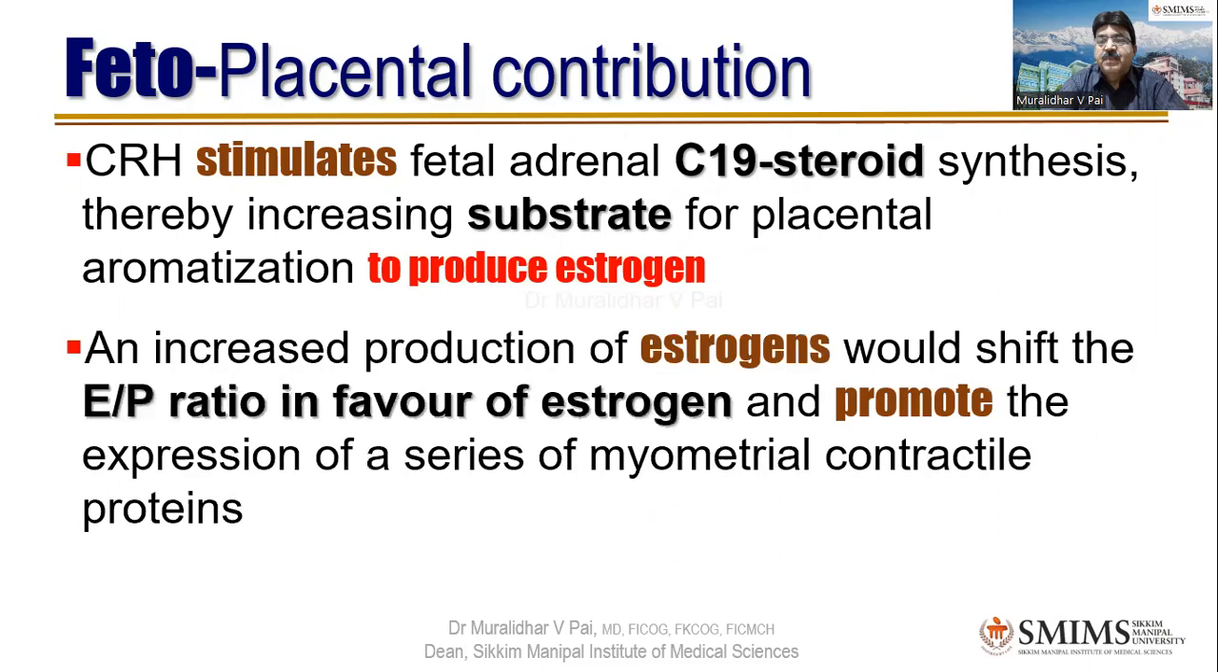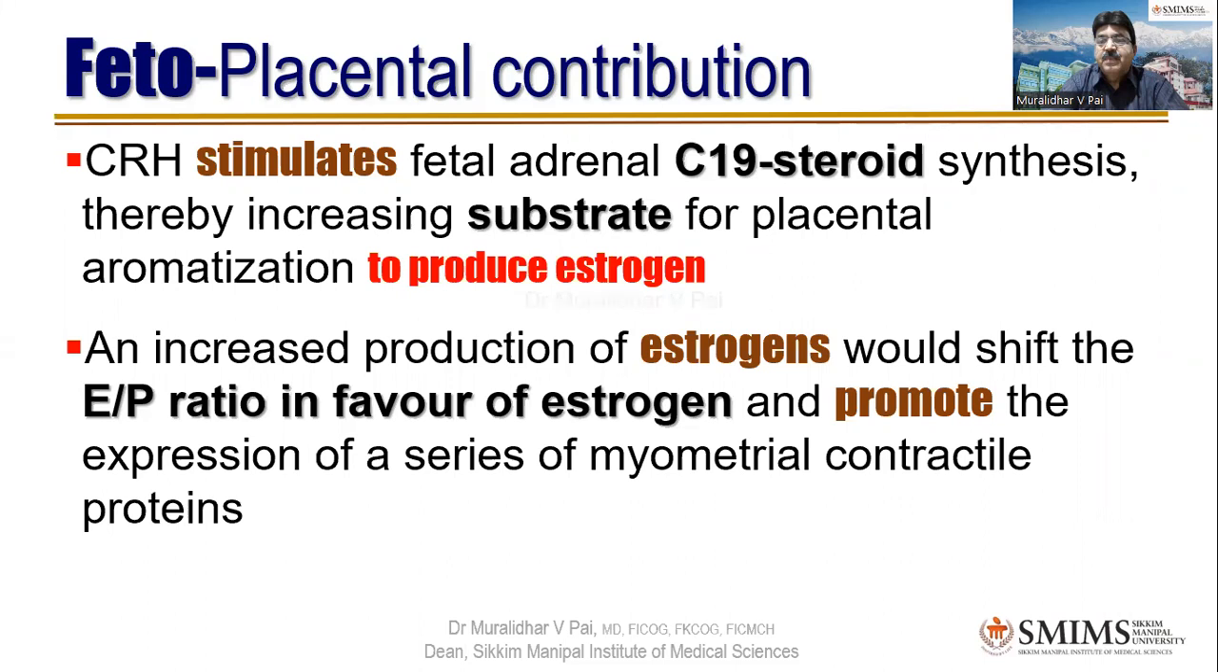An increased production of estrogens would shift the EP ratio in favor of estrogen and promote the expression of a series of myometrial contractile proteins. So estrogen will increase all the contractile proteins that are required for uterine contraction. Such a wonderful way these hormones, these chemicals, play in a beautiful harmonious way to make sure that a very quiet uterus turns into one which robustly contracts and pushes the baby out.